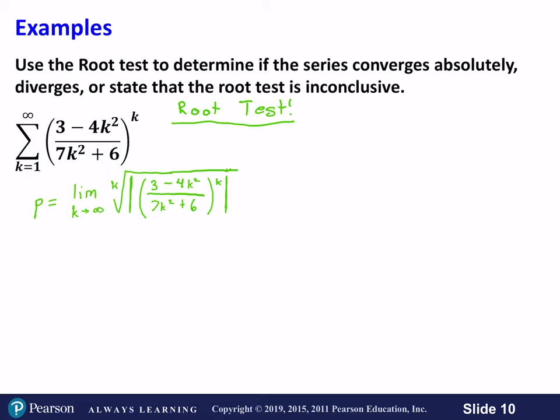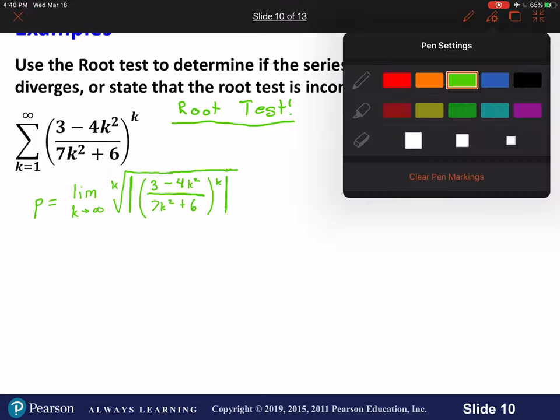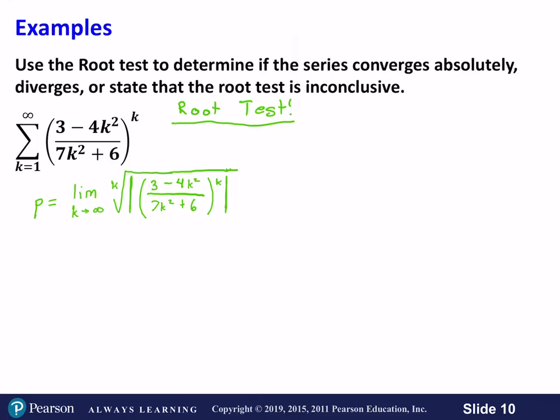All right, so here is the thing to think about. The kth root and the kth power cancel out. So those go away, and we are just left with the limit as k approaches infinity of the absolute value of 3 minus 4k squared over 7k squared plus 6. And the solution to this limit, as you might guess, is 4/7.